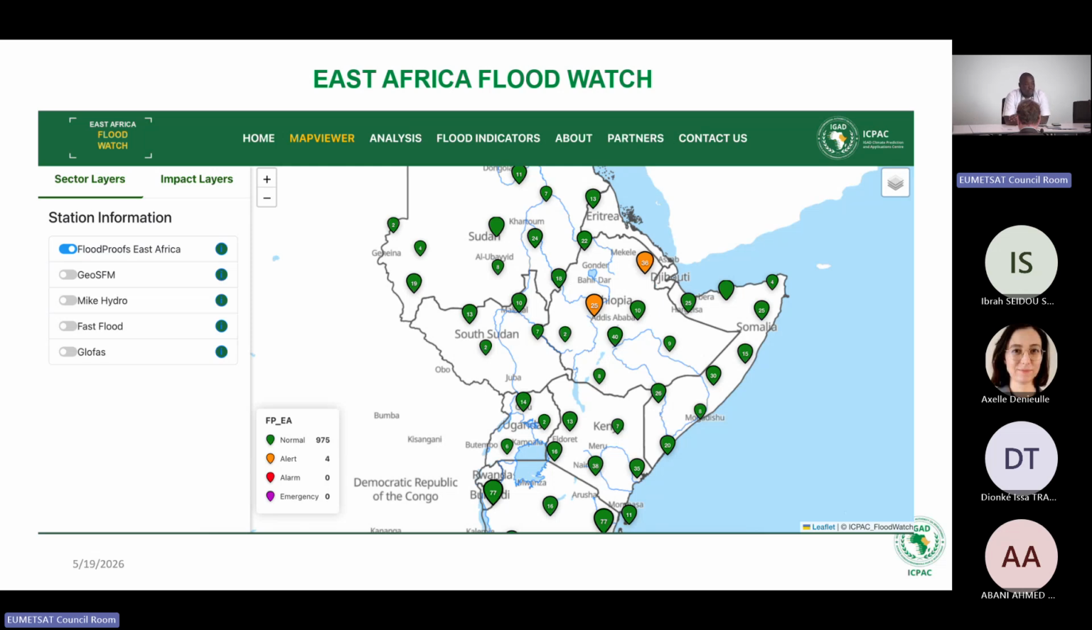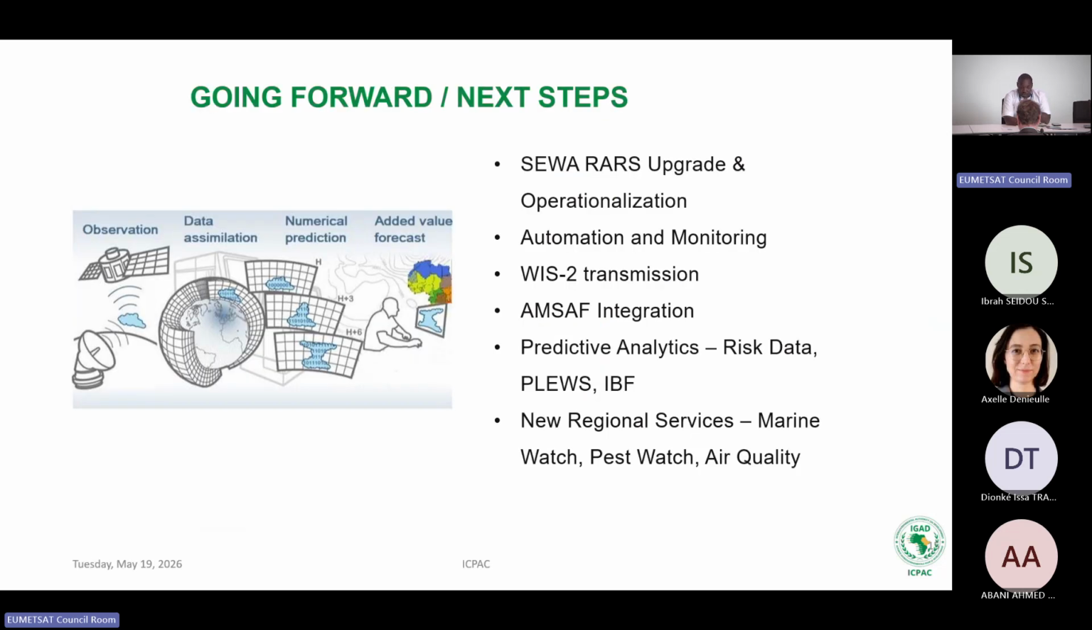The Flood Watch incorporates hydrological modeling outputs together with satellite-based flood monitoring to provide monitoring information of floods, and also to forecast, since we are using calibrated ground data. So we're also able to forecast riverine floods across different basins in East Africa.